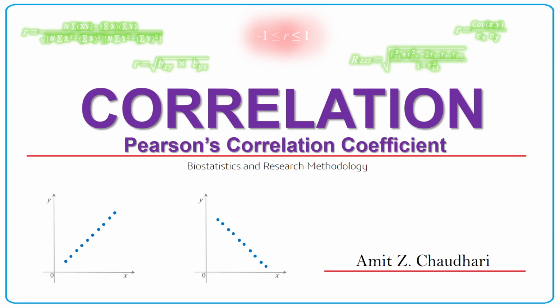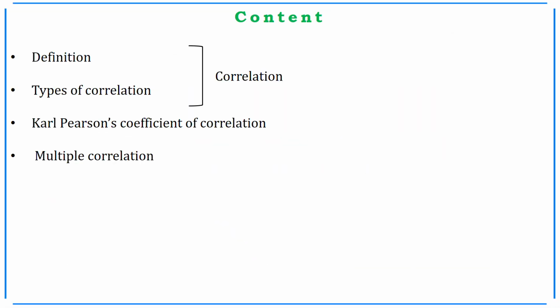Correlation. Pearson's correlation coefficient. This topic is a part of Biostatistics and Research Methodology in pharmaceutical science. The content of this topic includes definition of correlation, types of correlation, Karl Pearson's coefficient of correlation, and multiple correlation.